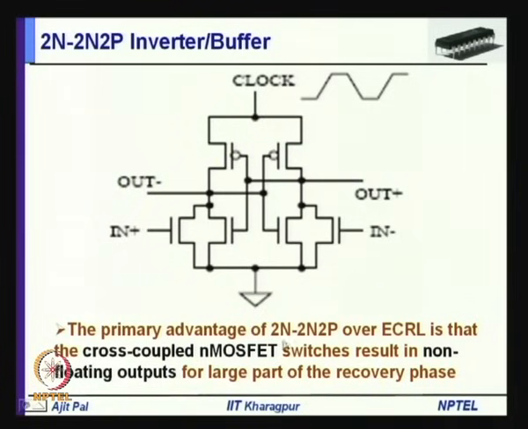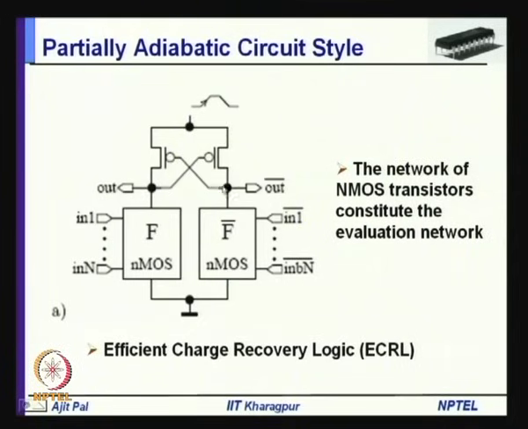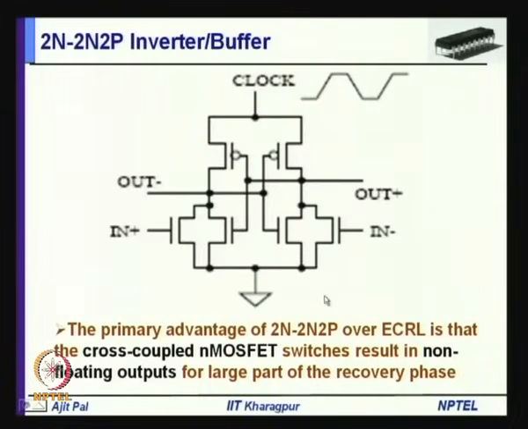The primary advantage of 2N-2N2P over ECRL is that the cross-coupled NMOSFET switches result in non-floating outputs for a large part of the recovery phase. That means, when the recovery is taking place in ECRL, these outputs remain floating for a certain duration, and as a consequence adiabatic transfer does not take place for that part, and a non-adiabatic loss takes place. That does not happen in 2N-2N2P circuits, and that is the advantage of this logic style over ECRL logic circuits.